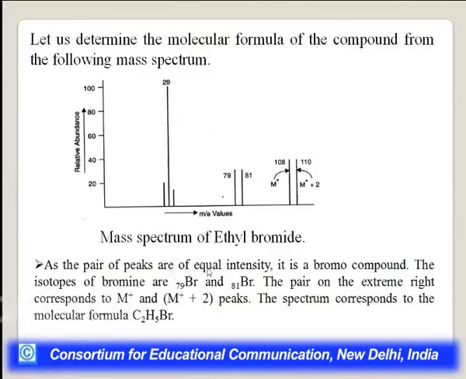Let us determine the molecular formula of a compound from the following mass spectrum. As the pair of peaks are of equal intensity, as I have told you in the last slide, it will be a bromo compound, and the isotopes are bromine 79 and bromine 81. The pair on the extreme right, you can see the mass by electron values 79 and 81, corresponds to the M plus and M plus 2 peaks. The spectrum corresponds to the molecular formula C2H5Br.